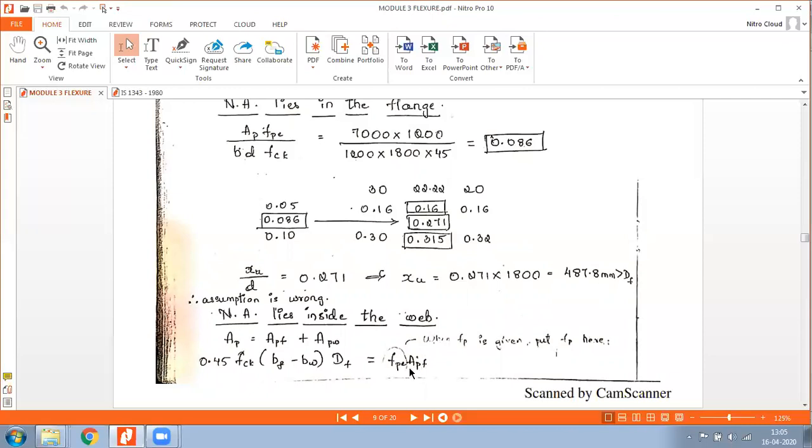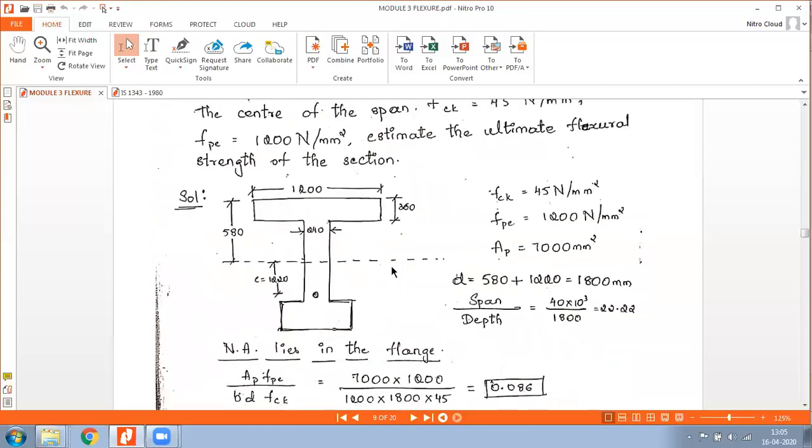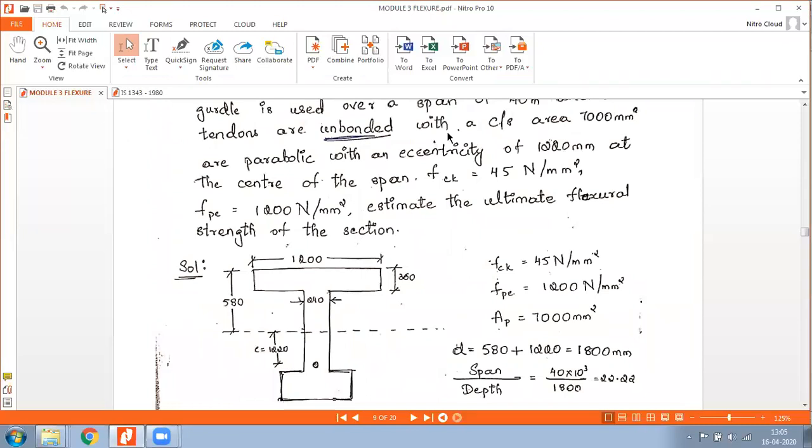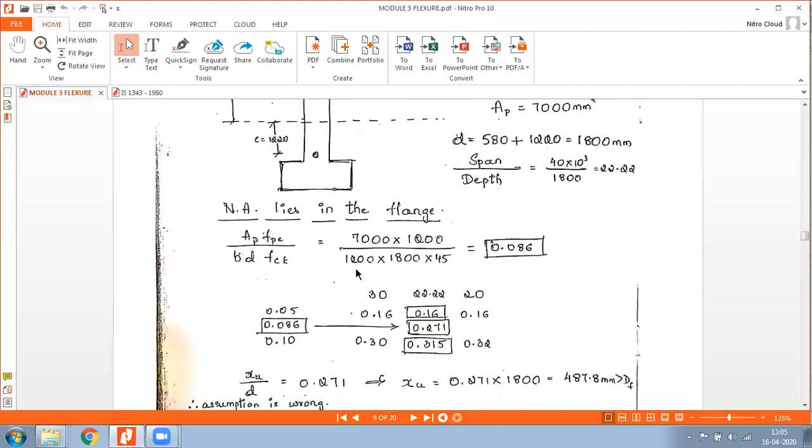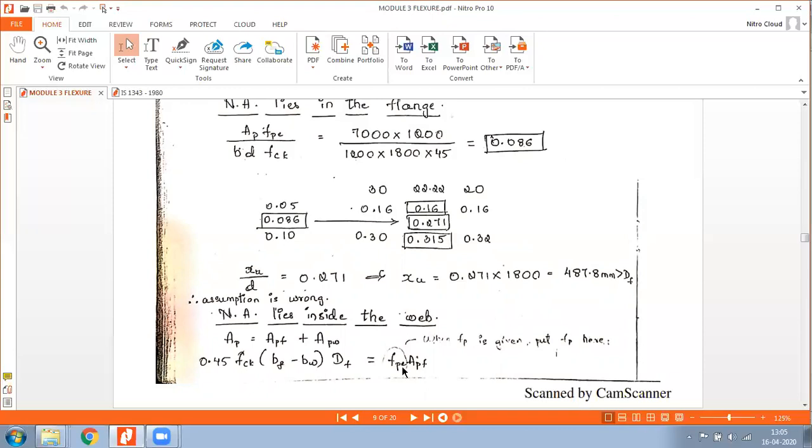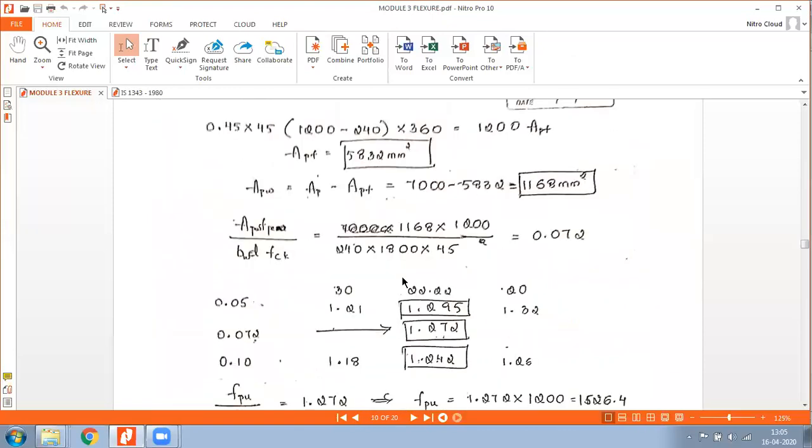In this problem, the Fp value is not given. On referring to the data, we do not notice the value of Fp, only the value of Fpe is mentioned. In this condition only, we need to substitute the value of Fpe. Otherwise, we have to substitute the value of Fp. On substituting Fpe and simplification, we get the APF value. That is, APF is equal to 5832 mm square.